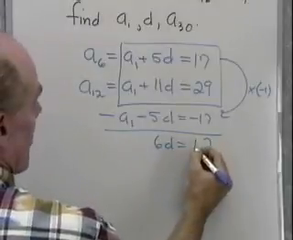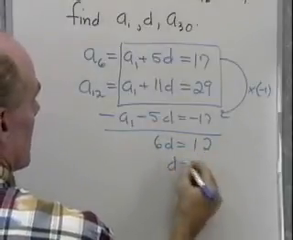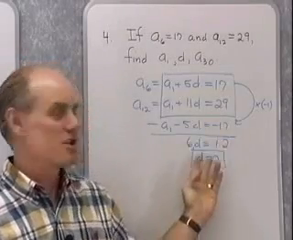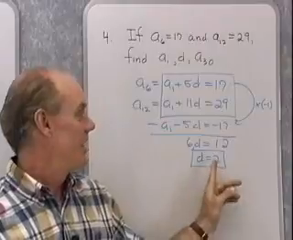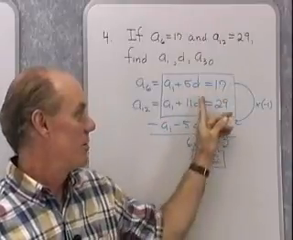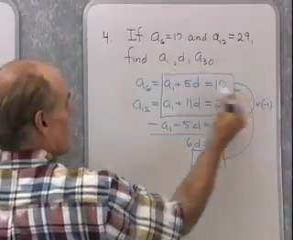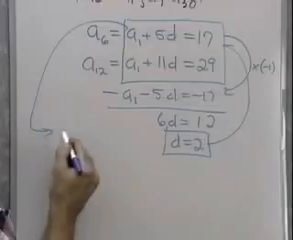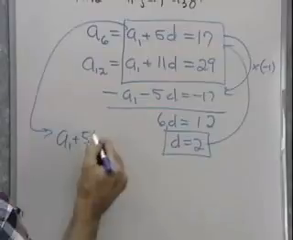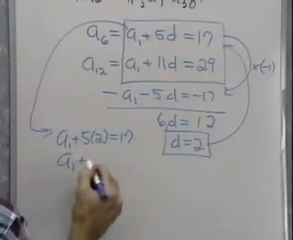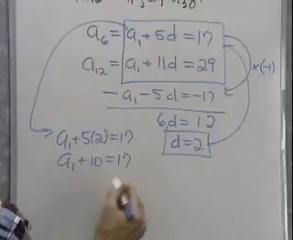Let's see, 12 divided by 6. So D is equal to 2. So I end up with D is equal to 2 by solving this system of equations here for D. Now let's substitute D back into either one of these equations right here, and we'll find A1. So I'll take D, put it back in here, and I have A1 plus 5 times D is equal to 17. A1 plus 10 is equal to 17.